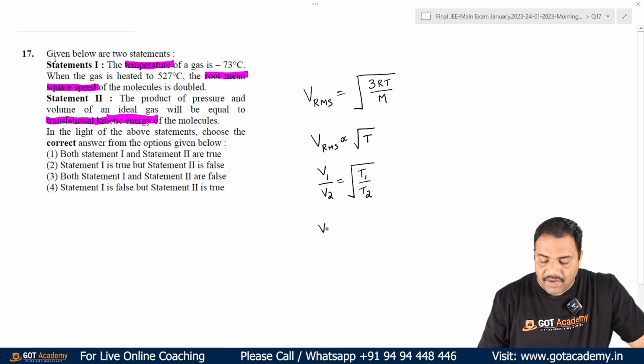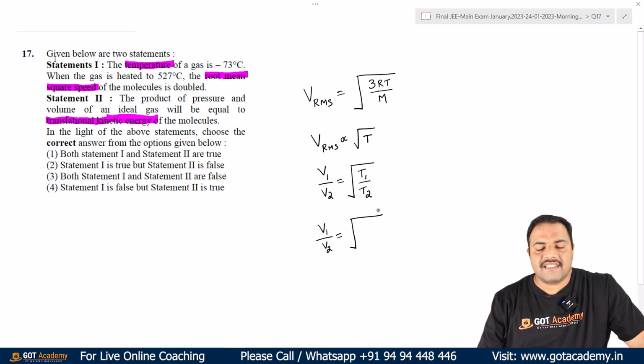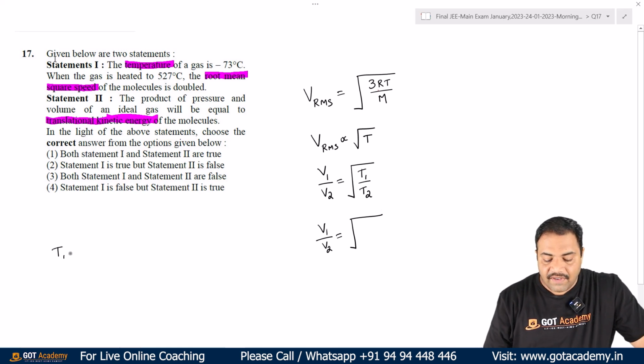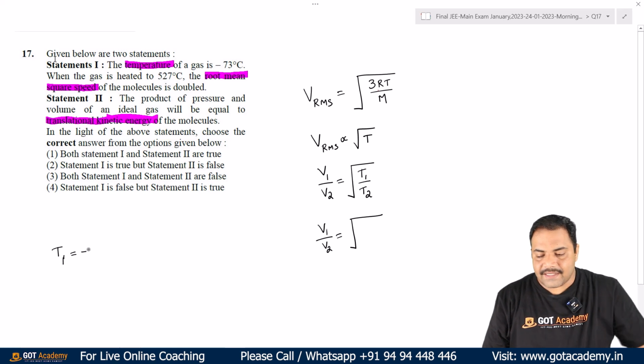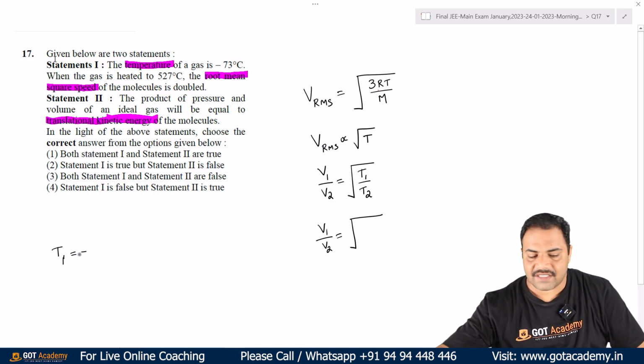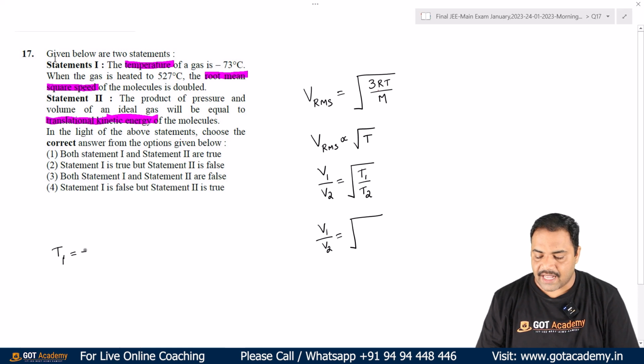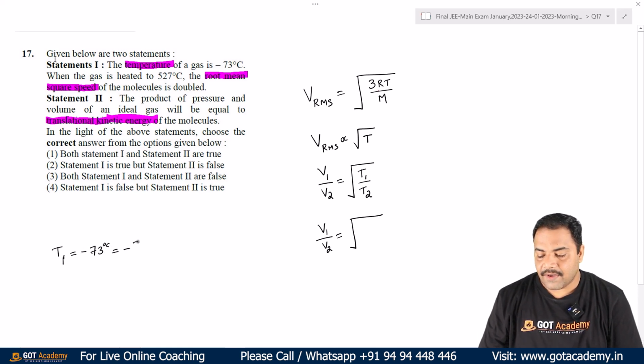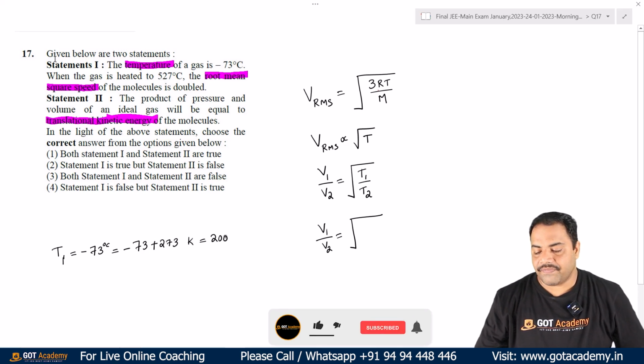So V1 is V1 only, nothing is given there. Coming to T1, he has given minus 73 degrees Celsius. Let us convert this into Kelvin, because you have to do that in the SI system. So T1 is equal to minus 73 degrees Celsius, which can be written as minus 73 plus 273 to convert this into Kelvin. So the answer is 200 K.